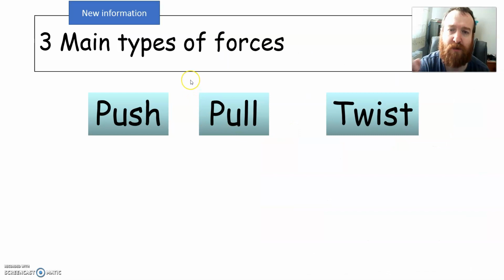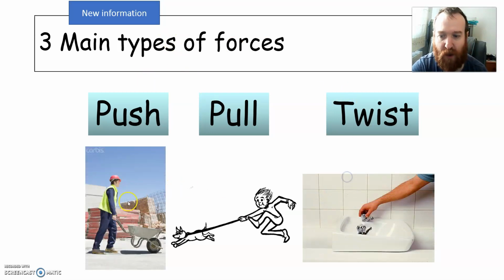Okay, so there are two main types of forces that we describe the effects of forces, where they're pushes, pulls, or twists. Okay, where we're pushing the wheelbarrow, we're being pulled by the dog, we're twisting the tap. Okay, these are the types of forces. Okay, there's other names of particular forces that will do these things.